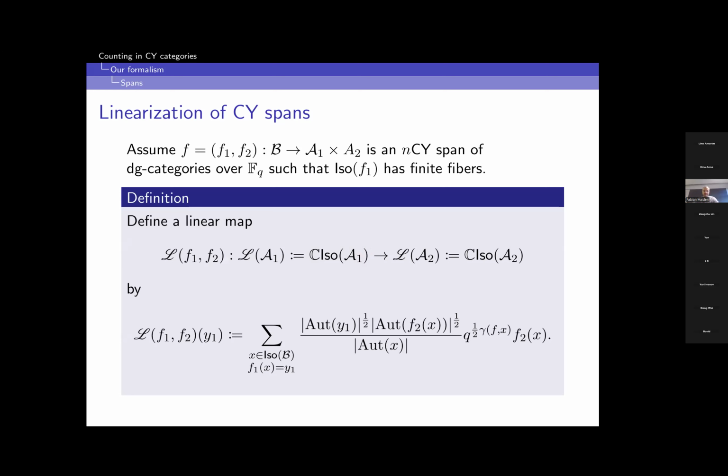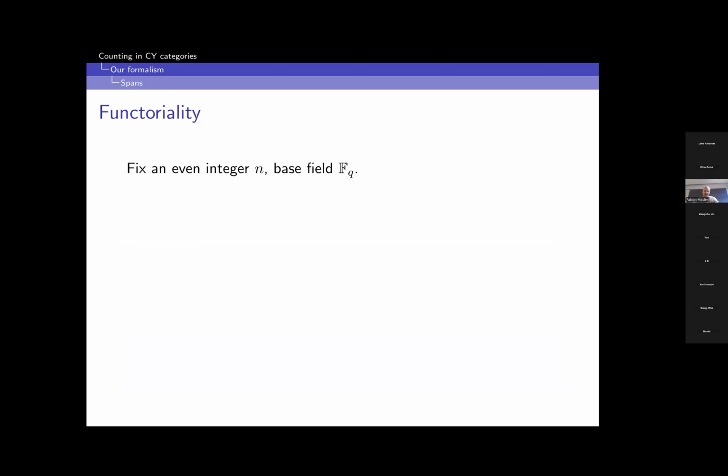So now we're linearizing spans, right? Given one of those Calabi-Yau spans, we're turning it into a linear map between vector spaces. So maybe it's like a pre-quantization functor, if you want to use fancy language. And well, I said functor, and that needs some justification.